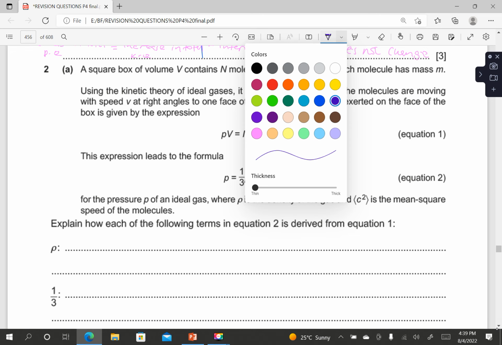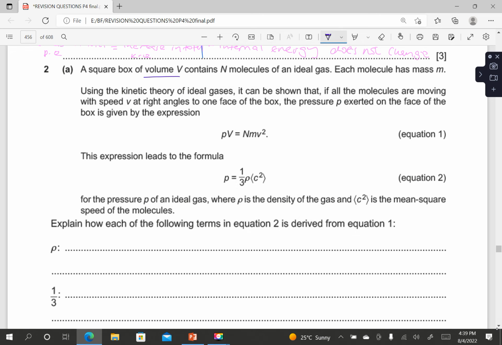So a box of volume V, a square box of volume V, contains N molecules of an ideal gas. Each molecule has, oh, by the way, I would have given another alternative to the previous question in terms of change of state. If the ball is falling, there is no change of state, so the potential energy of molecules is not changed. If the ball is falling, there is no temperature rise, since there are no resistive forces, so the kinetic energy of the molecules is unchanged. Therefore, internal energy is still not changed.